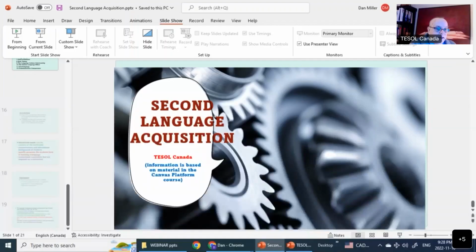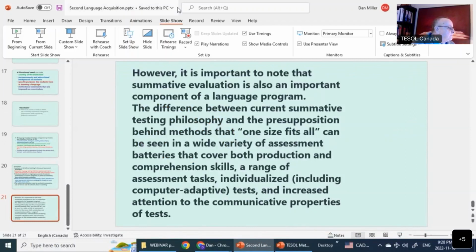So that's the end of that little slideshow. And we've had a few other people join us. Good to see everybody here. Thank you very much.